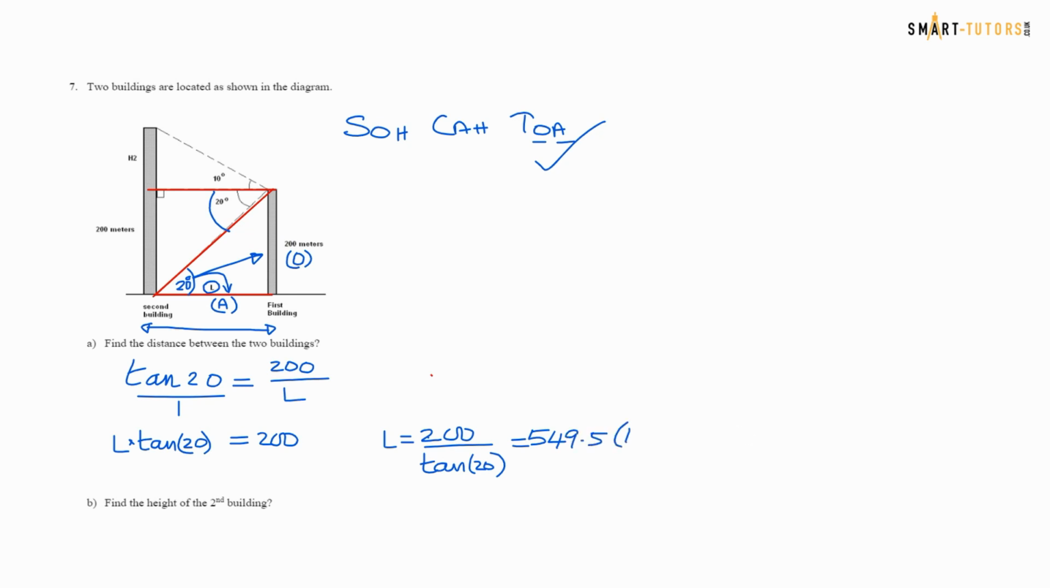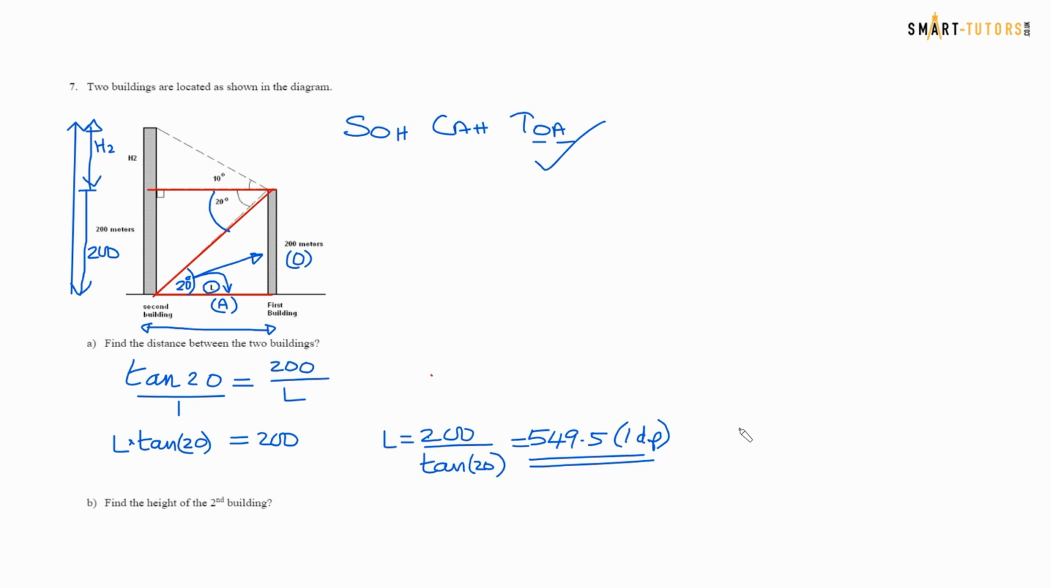So 549.5 to one decimal place. That is the answer for the A part. B part, find the height of building 2. The height of building 2 means from the ground level until this point. We already know this is 200, so here to here it's already 200, and this one is H2. If we find H2, we can add it to the 200.